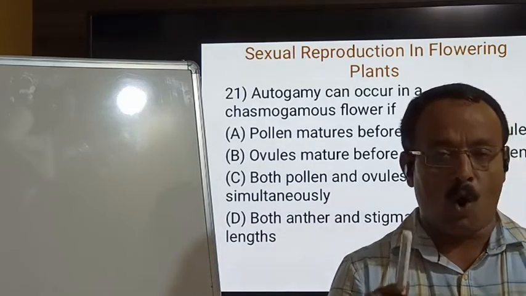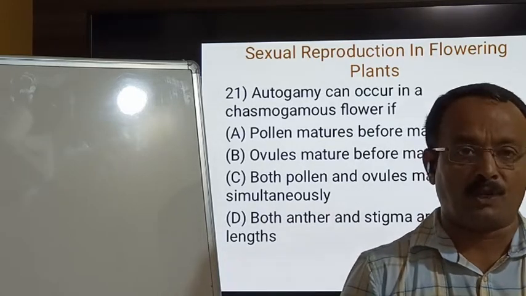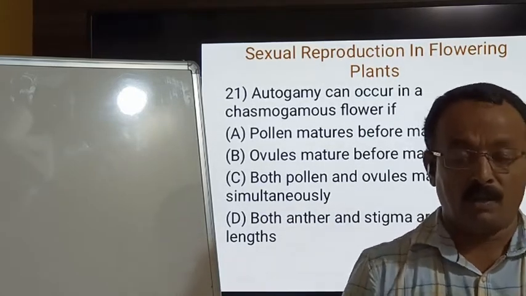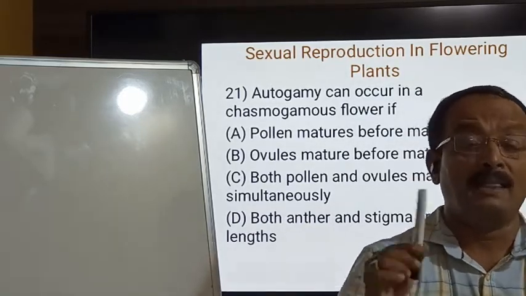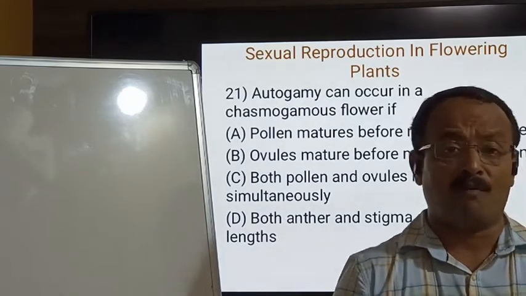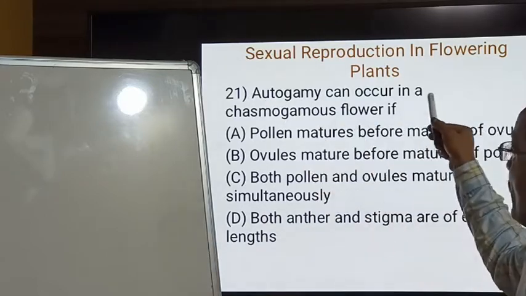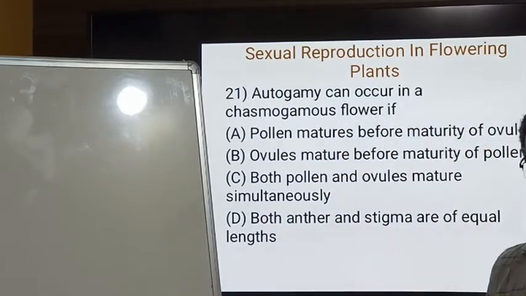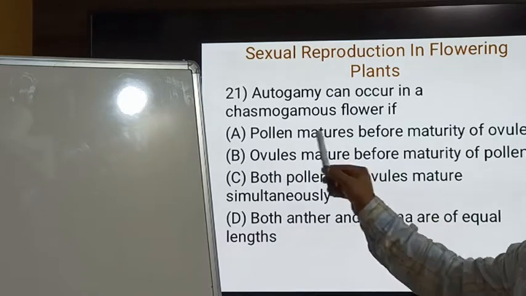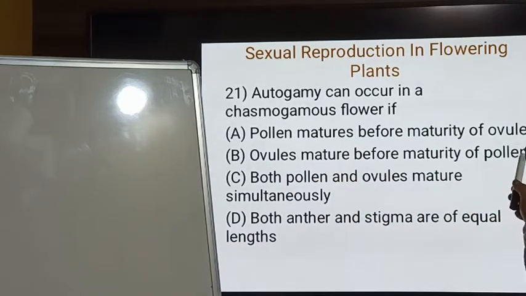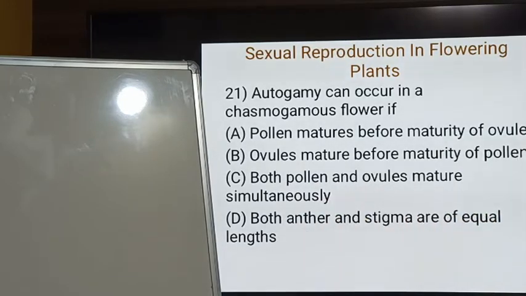Commelina, Oxalis and Viola plants produce two types of flowers, chasmogamous and cleistogamous flowers. Chasmogamous flowers are like normal flowers with exposed stamen and stigma, and in these flowers the chance of autogamy is less. Okay, so autogamy can occur in a chasmogamous flower if pollen matures before the maturity of the ovule? No. Ovules mature before the maturity of the pollen? No. Both pollen and ovules mature simultaneously?